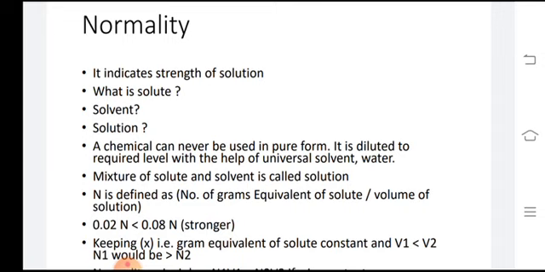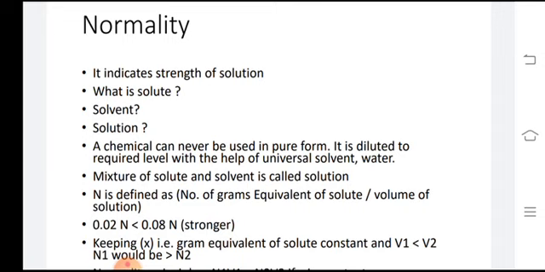Now normality is defined in terms of gram equivalents of the solute. So the number of gram equivalents of solute divided by the volume of solution. We have already learned how to find the gram equivalents. It is the given weight divided by the equivalent weight. You can revise it by yourself. Then the number of gram equivalents of solute will be divided by the volume of the solution, and it will give us the normality.